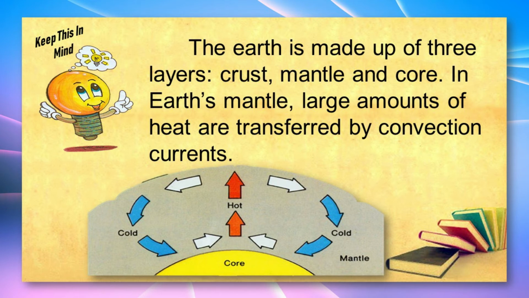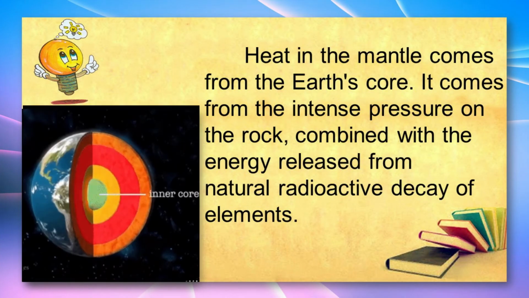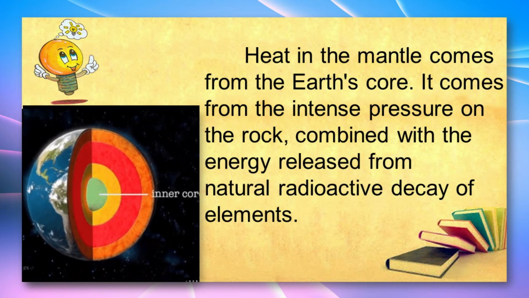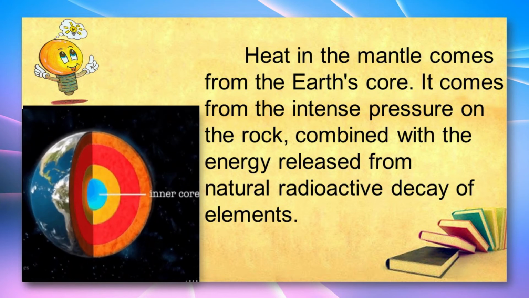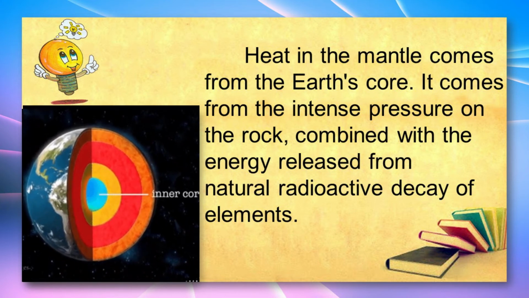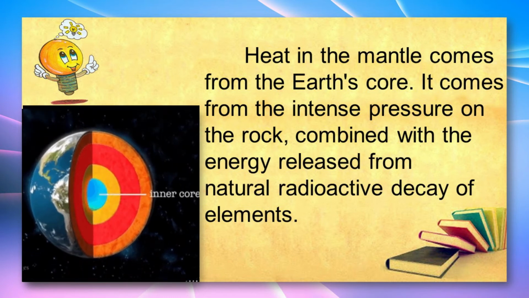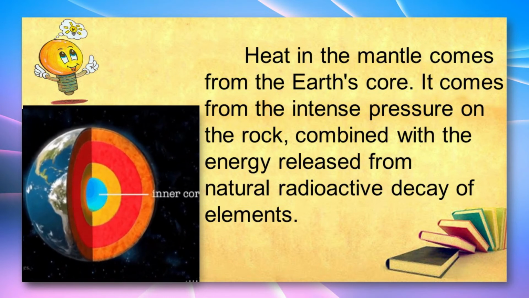The Earth is made up of 3 layers: the crust, the mantle, and the core. In Earth's mantle, large amounts of heat are transferred by convection currents. Heat in the mantle comes from the Earth's core. It comes from the intense pressure on the rock combined with the energy released from natural radioactive decay of elements.